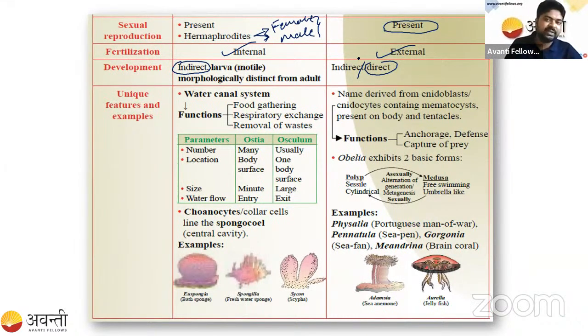In case of indirect development, the organism first develops into a larva and then goes toward the adult stage. Okay. It is also known as metamorphosis. In case of direct development, the organism develops the same as the adult stage in the juvenile stage. Okay. For example, there are no changes in the body.